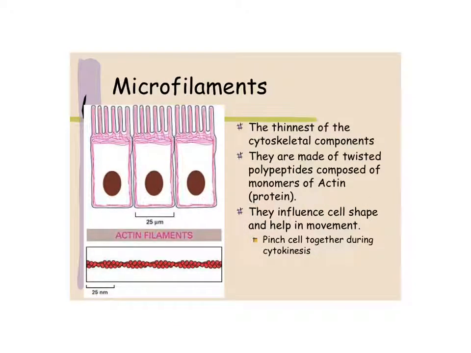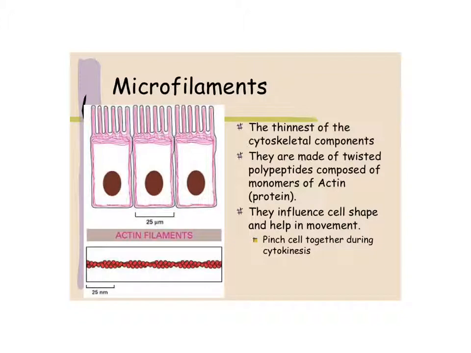The second different type of fiber that you find within the cytoskeleton is called a microfilament. A microfilament is very thin and long. They're made of a twisted polypeptide chain that is composed of 2 monomers of actin. Actin is a fibrous protein, and you can see here, actually I take that back. Actin is globular, but the actin protein is made into a long filament. That would be, I guess, the quaternary structure. And then together they're wound into a long filament. So 2 polypeptide monomers. They influence cell shape and help in movement.